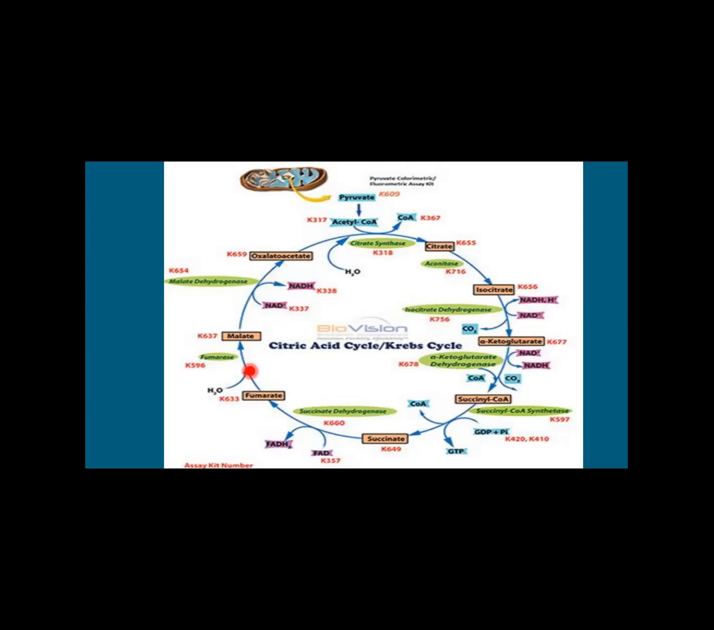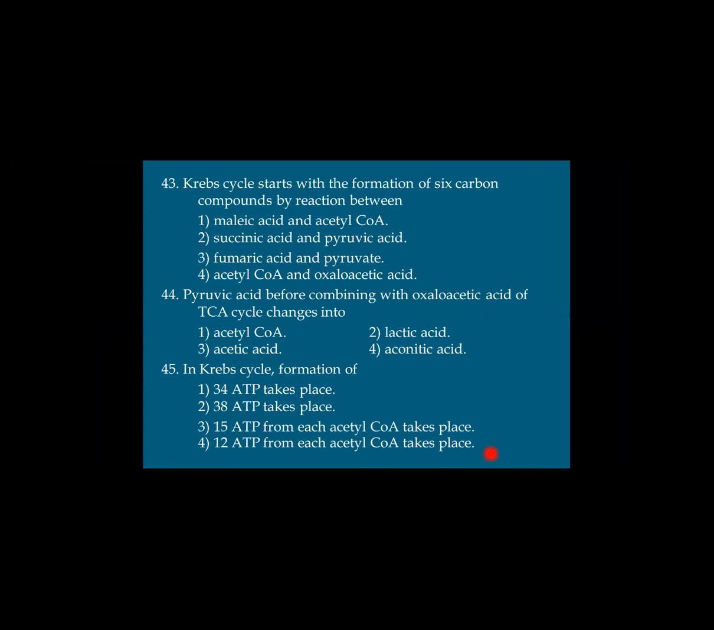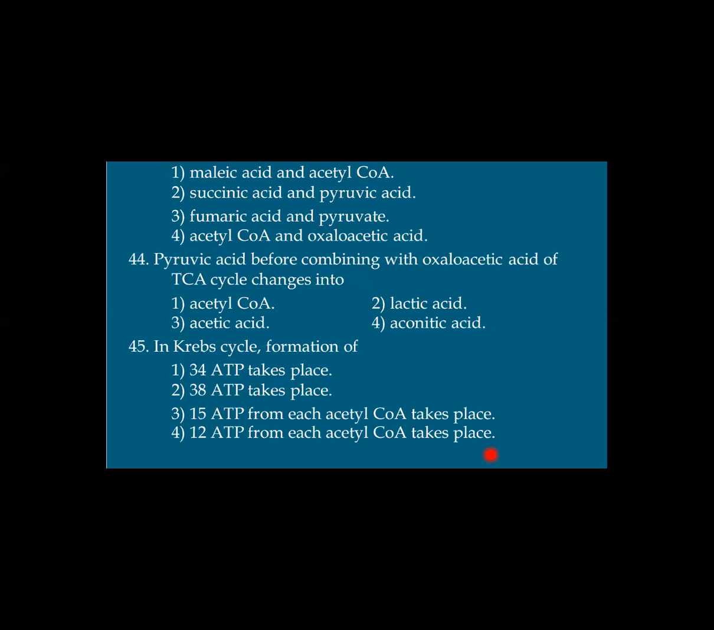Now, how many FADH2? 1 FADH2. 1 FADH2 gives us how many ATPs? 2 ATPs. So here we ended up with 9 plus 2, 11. I hope you are understanding. And one more ATP you have to add up. Which ATP? The one which is formed from GTP. So 9 plus 2, 11 plus 1, 12. I hope it is clear. 12 ATPs. So one round of Krebs cycle from one molecule of acetyl-CoA will give us how many ATPs? We are here in this question. 12 ATPs from each acetyl-CoA. So your answer should be option number 4.